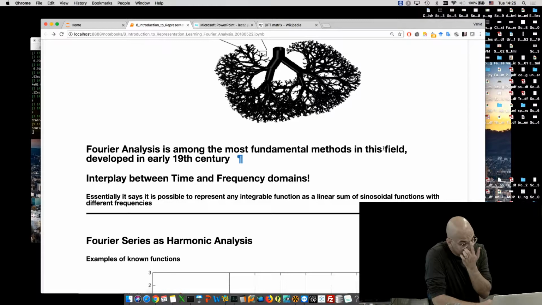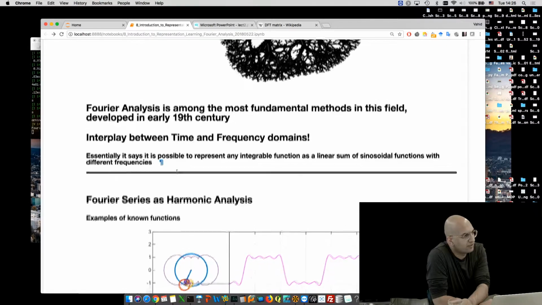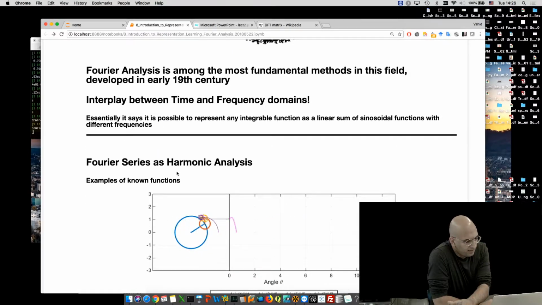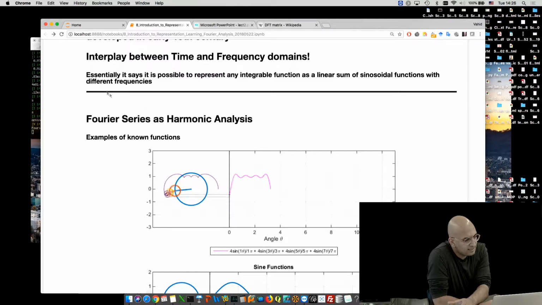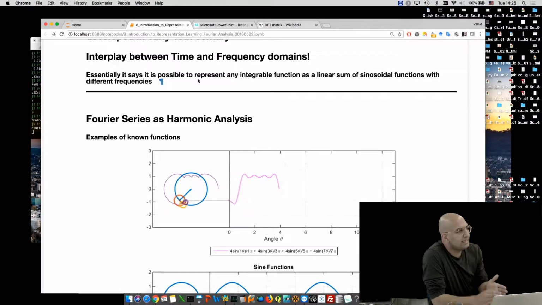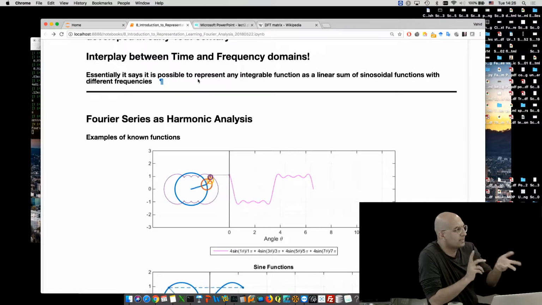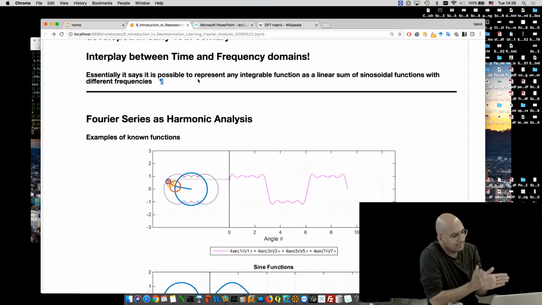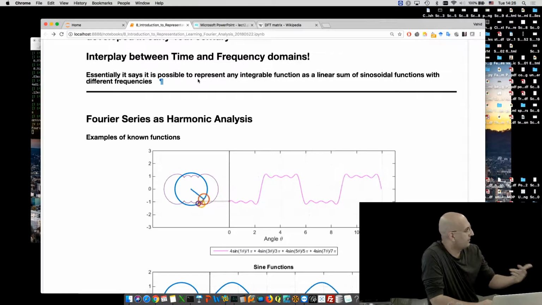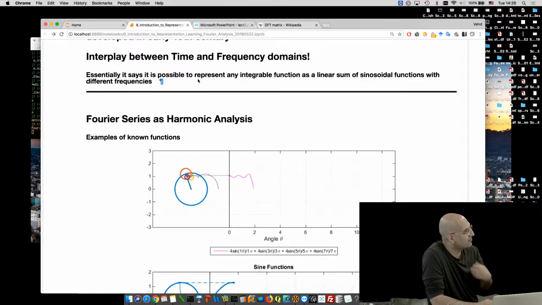So now, Fourier analysis is among the most fundamental methods in this field, I would say, developed in the early 19th century. It's about the interplay between time and frequency domains. And you can see here, essentially this is important. It says it is possible to represent any integrable function as a linear sum of sinusoidal functions with different frequencies. So it's like PCA, but in time. In PCA, you can reconstruct your data set with a set of orthogonal bases. Here, your bases are sinusoidal functions, so in principle they have time in themselves.